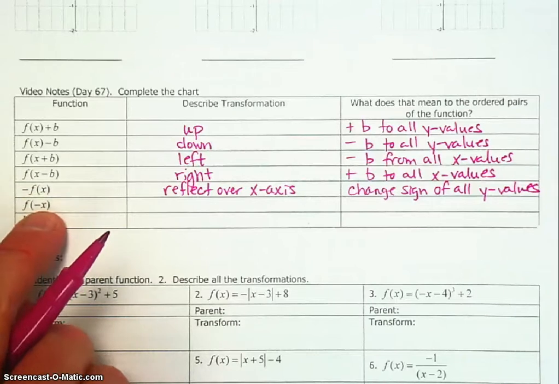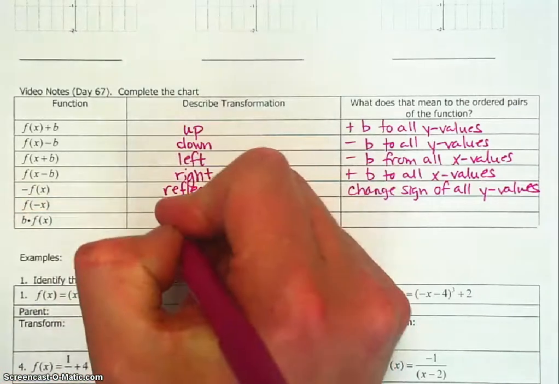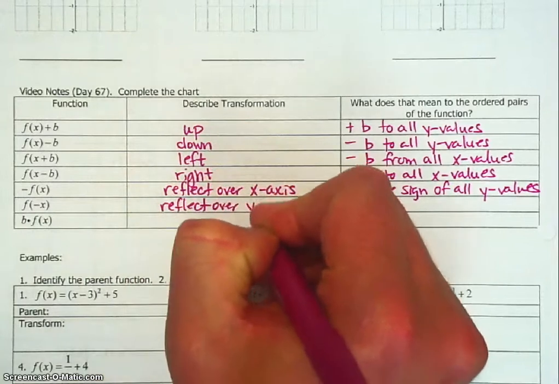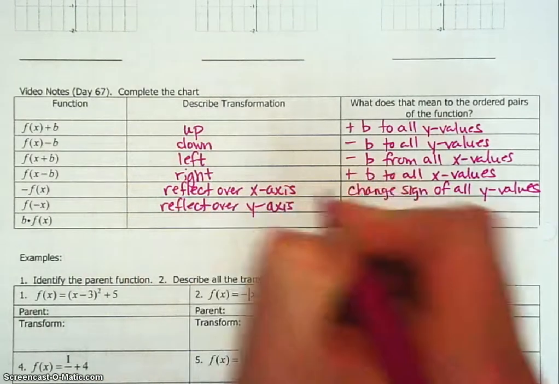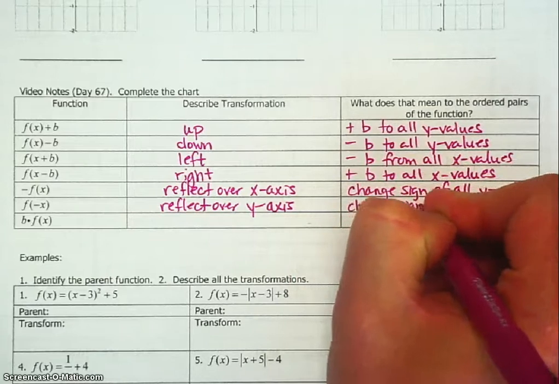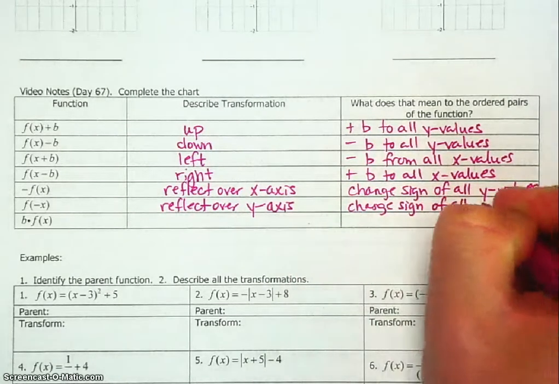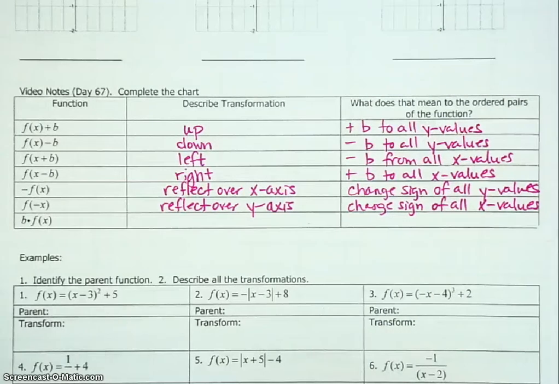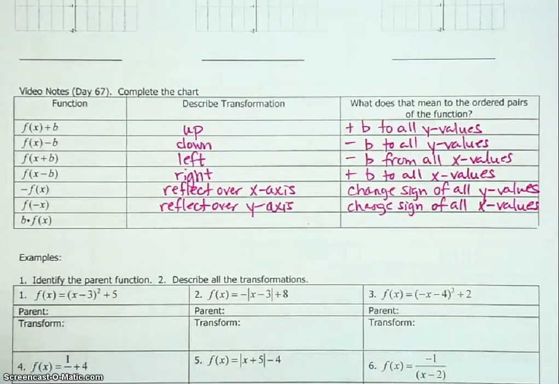But notice what happens when that negative is inside with the function. We're going to reflect over the y-axis, which means I'm going to change the sign of all the x values. And by change the sign, I mean going from positive to negative or negative to positive. Okay. Sometimes this can get a little tricky.